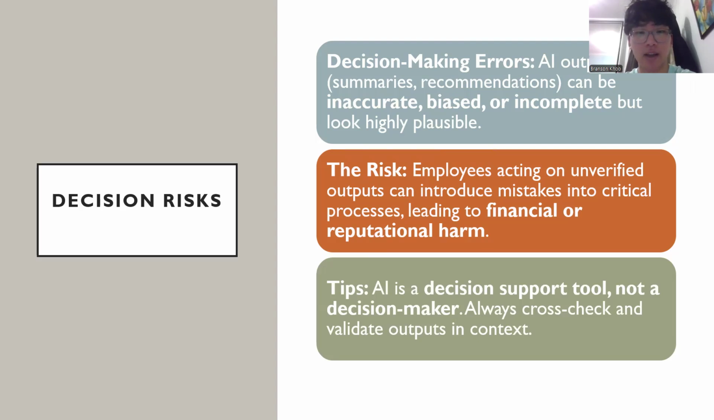The key idea, as mentioned in the previous session, is that AI is only treated as a decision support tool, not a decision maker. Always cross-check outputs, validate recommendations, and ask yourself, does this make sense in the real-world context? This sort of error occurs from AI hallucination, which was mentioned in the previous session as well. It's one of the key limitations of current AI tools.